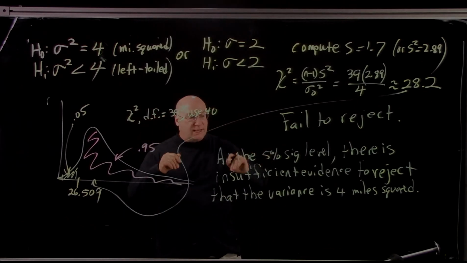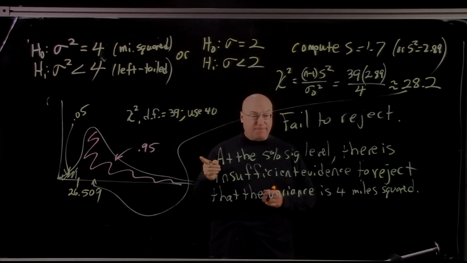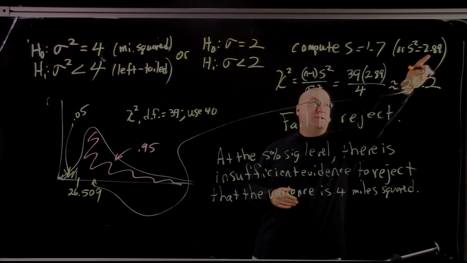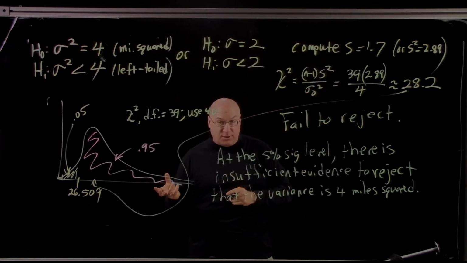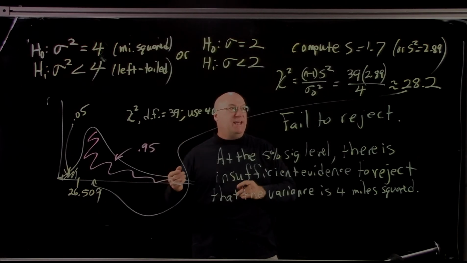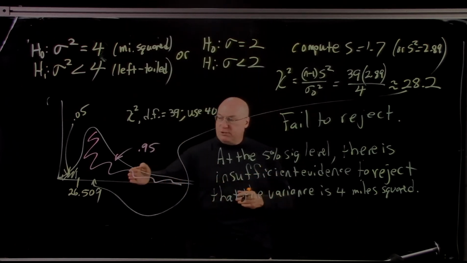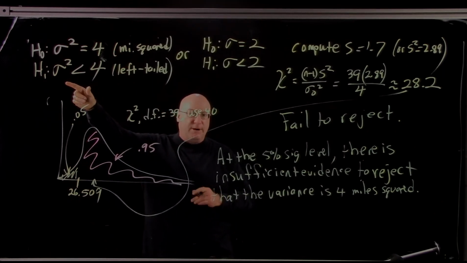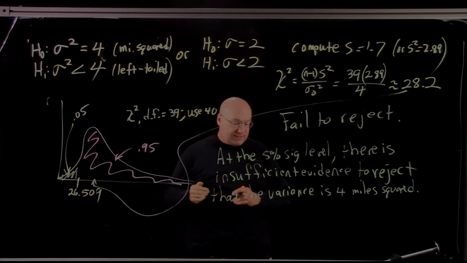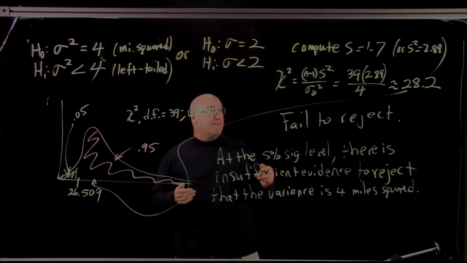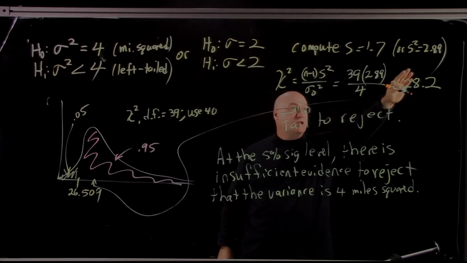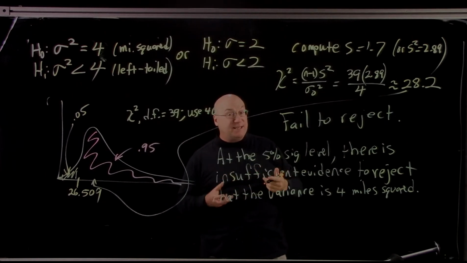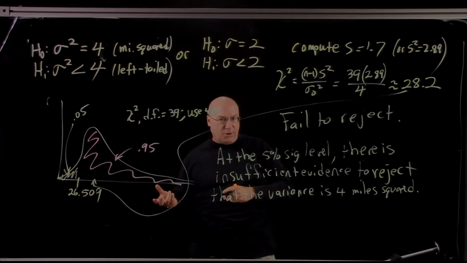But all is not lost, folks. I want you to think about what this is actually saying. We did get a sample standard deviation of 1.7. We got a sample variance of 2.89. That is less than 4, right? The point is, it's not enough less than 4 that it puts it out here where we're going to reject the null and actually believe that the population standard deviation is actually less than 4. So in other words, what we're saying is this sample variance is not statistically significantly less than 4. Right?